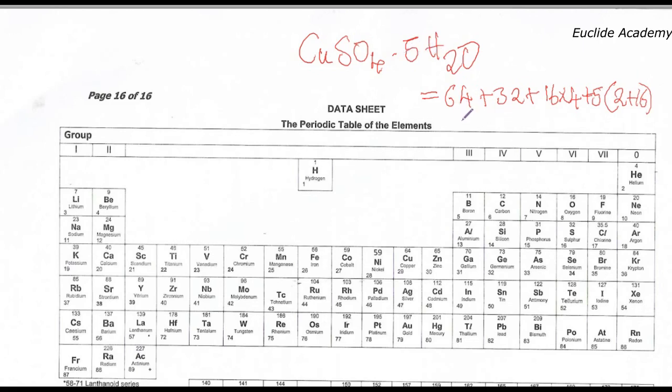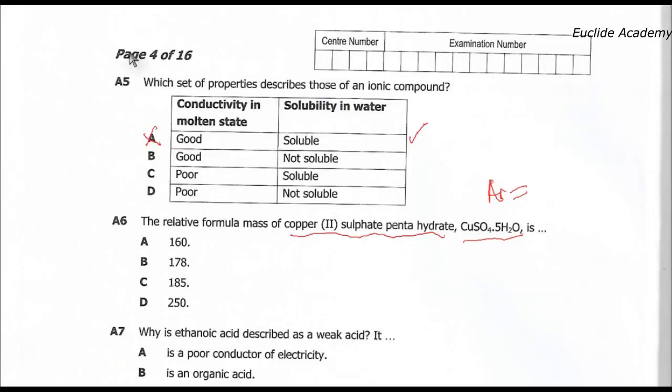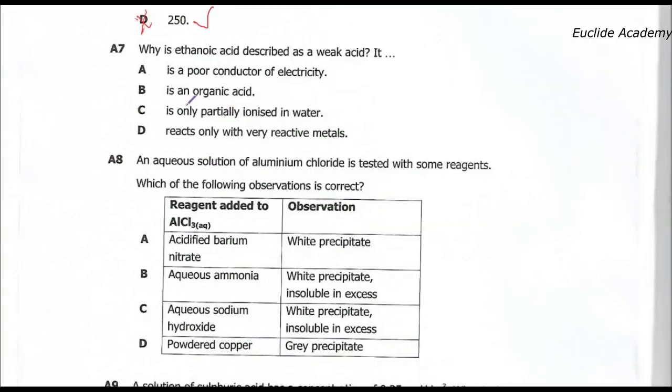When we put this on the calculator, that should give you 250. So the relative formula mass of this ionic compound should be 250. So we come back to the question and check if we have what we're looking for. We have 250 on D right here, so this should be the formula mass we are looking for.